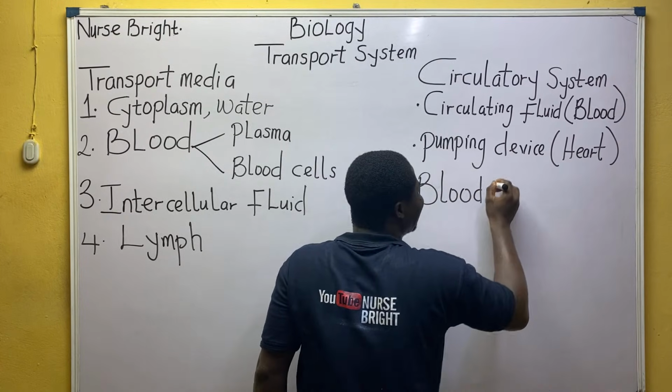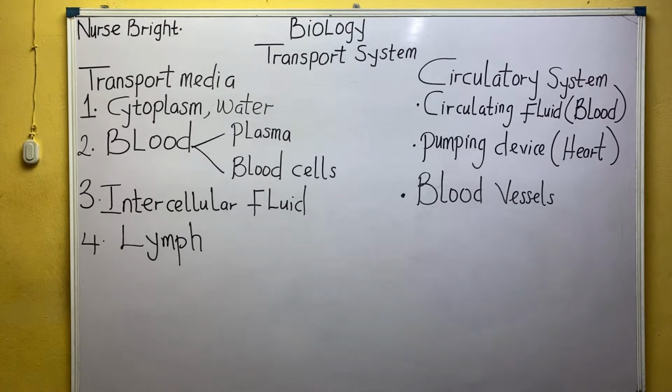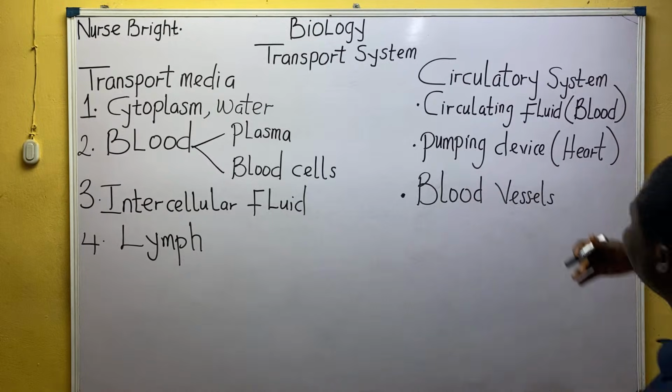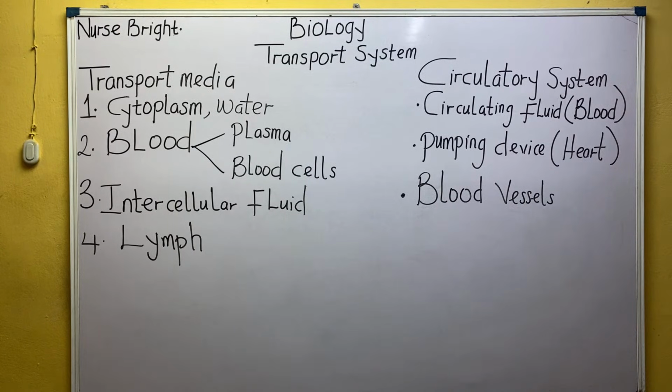These are what takes the blood. These are the tubes to which the blood moves. You get what I'm saying? So these are the three main components of the circulatory system. You know what blood is. We're going to talk about them one after the other.